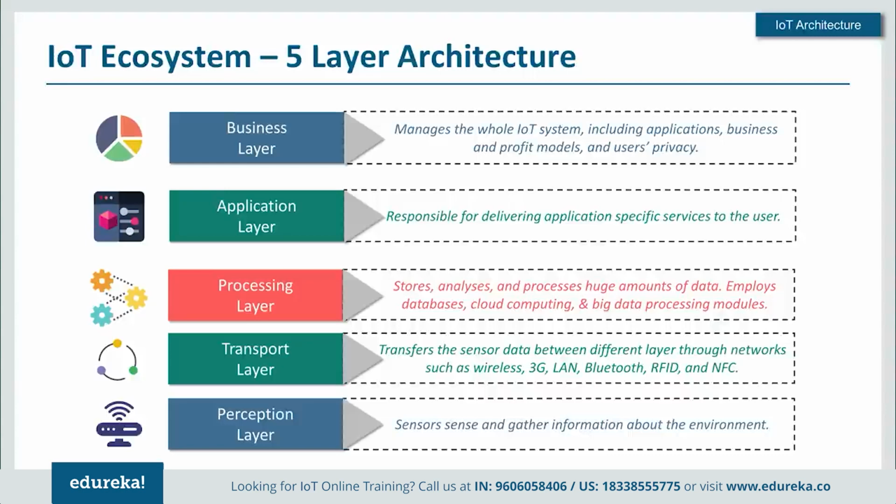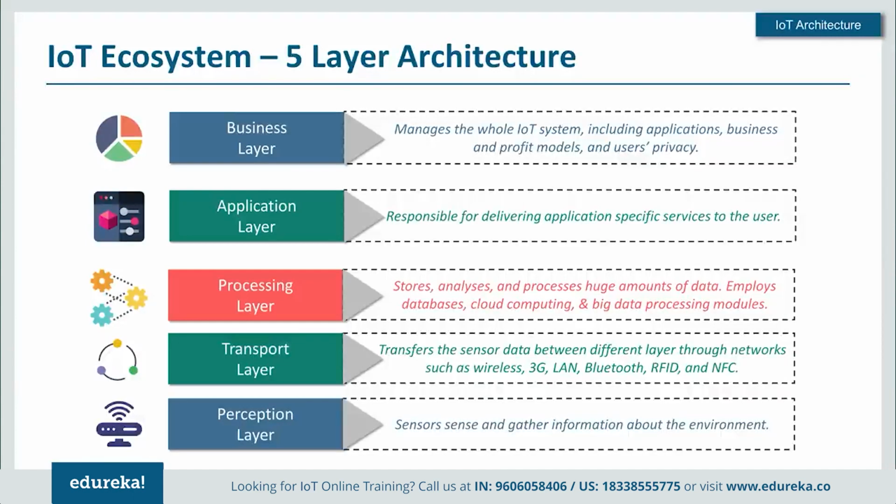Again, the perception layer remains the same when it gathers the information from the sensors, but the transport layer transports the data between the sensor and the processing center. This could be through a wireless system, Bluetooth, RFID, 3G, NFC, or any medium that I choose. Once the information has been transmitted, the processing layer comes into the picture, which stores the relevant information, analyzes it, and processes it as per the user's requirement. This could employ various databases, cloud computing services, as well as big data processing modules to store and process this information. Once this is done, I give the information to the application layer, which is responsible for delivering various services to the end user.